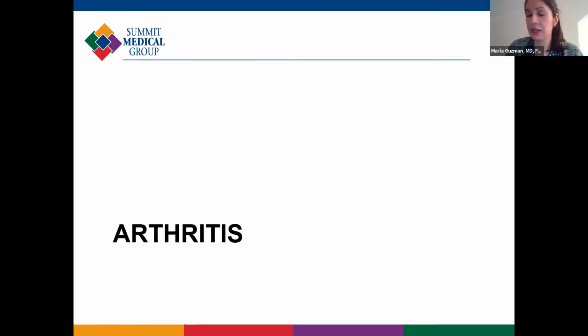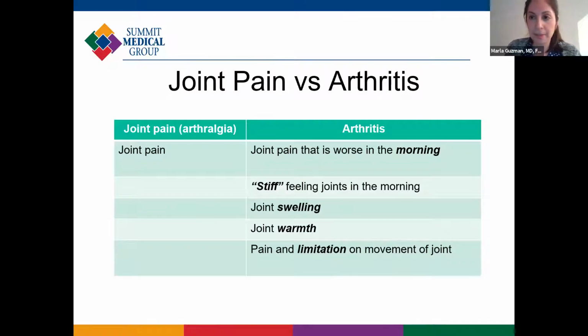Okay, so now that we've talked about arthralgias, we're going to start talking about arthritis, which is inflammation of the joint. So just as a reminder, we talked about the differences between arthritis and arthralgia. Arthritis is worse in the morning. Kids might feel stiff. Importantly, there's swelling, warmth, and limitation. And these are things I assess for when I'm seeing a child with joint pain.